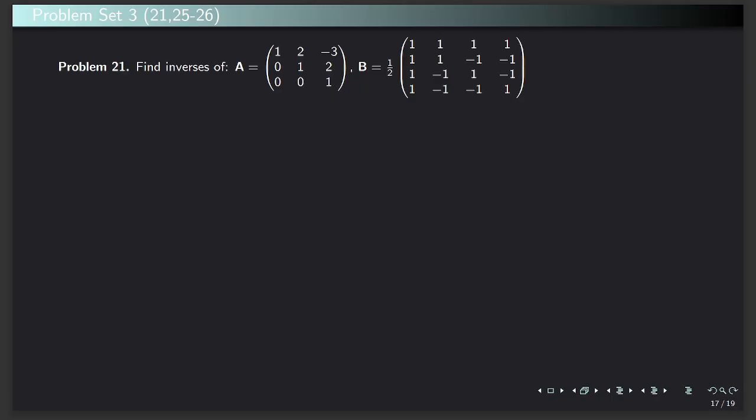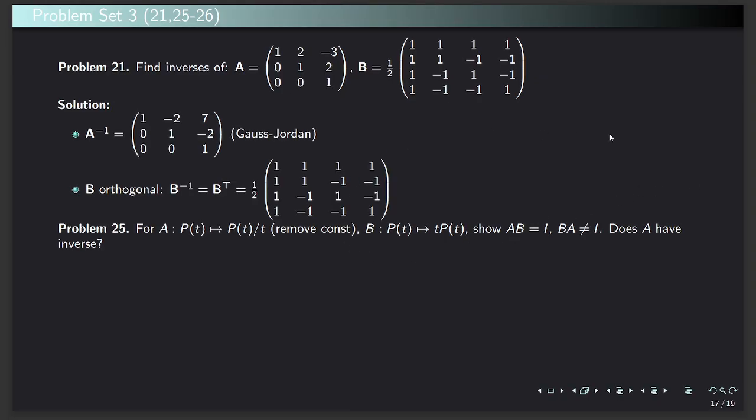Problem 21 asks for the inverse of two matrices. The upper triangular matrix can be inverted systematically using the Gauss-Jordan elimination method. So we can do that as so. That's the first thing that I just said. And then the second matrix B is called the Hadamard matrix, and one can verify that the columns are orthogonal. For an orthogonal matrix, its inverse is equal to its transpose, scaled by the squared length of its column vectors. So here B inverse is equal to B transpose, which is simply B itself.